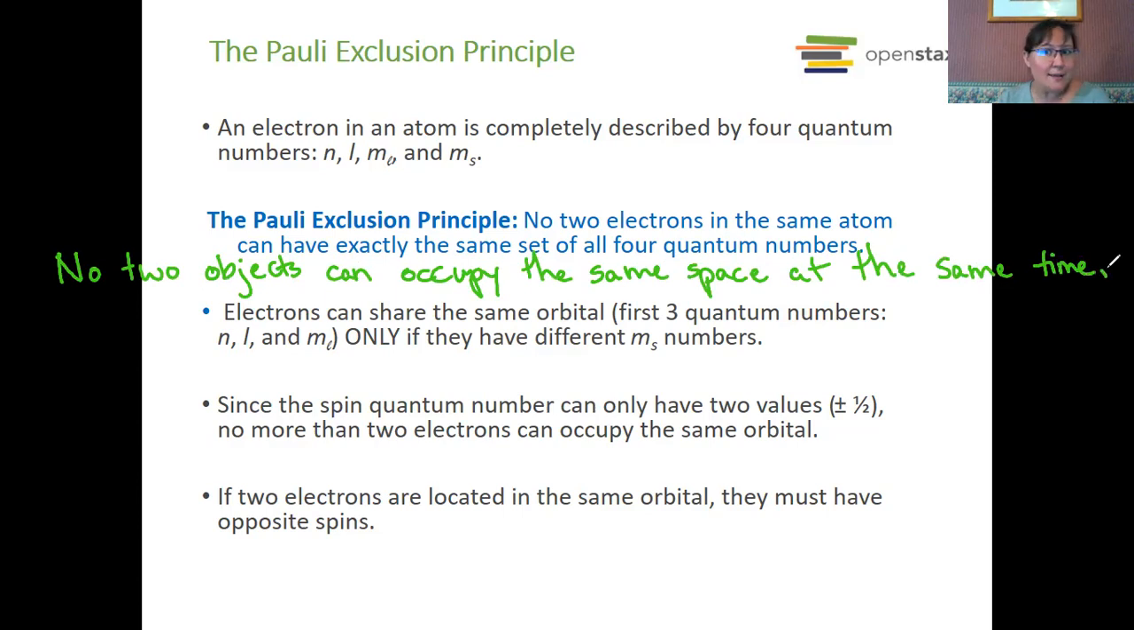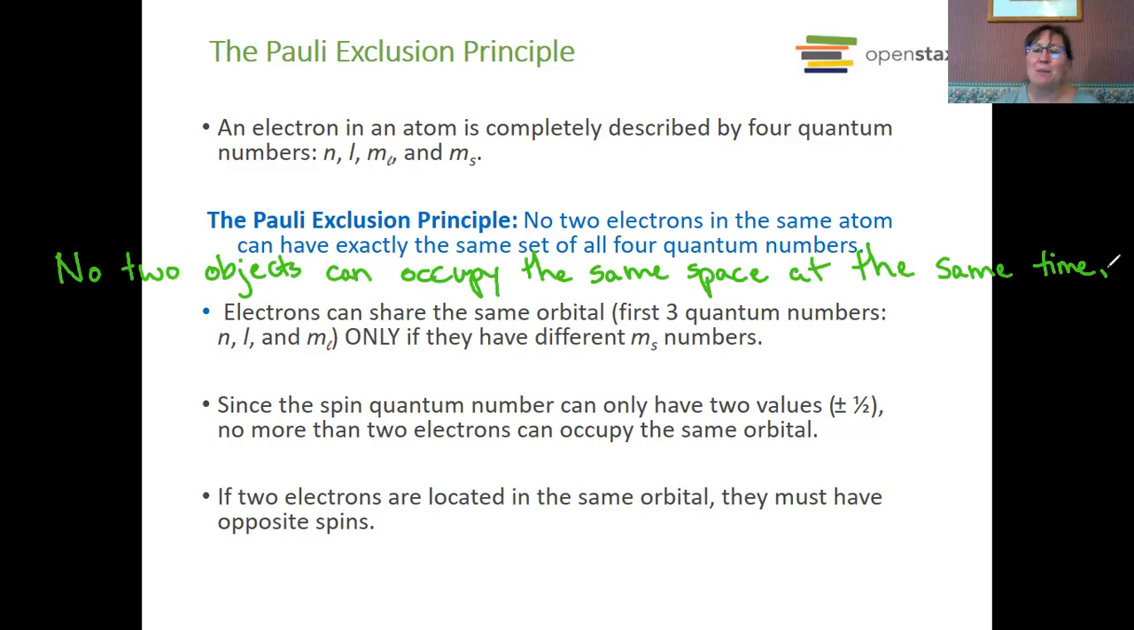So I'd love to use this when I'm teaching my teenagers how to drive. And I'm up to my 2nd teenager that we're teaching to drive now. And I say, now dear, you can't go that way because there's a car right there. And according to the Pauli exclusion principle, your car and their car cannot occupy the same space at the same time. So you can remember, that's really what the Pauli exclusion principle is saying.